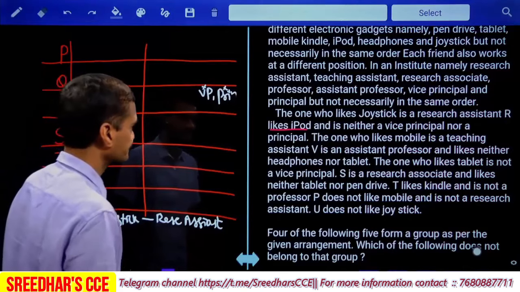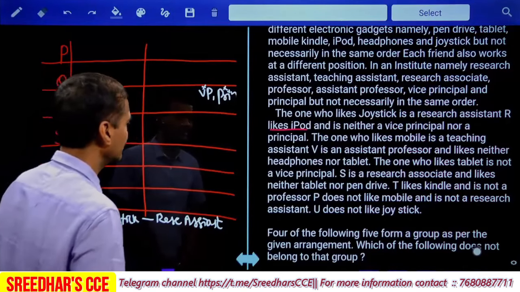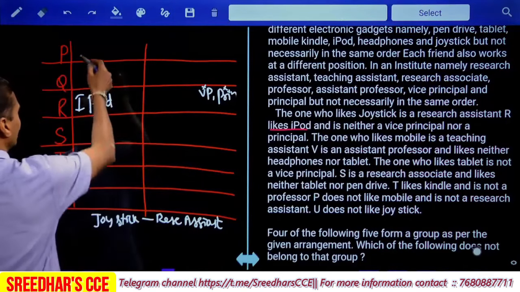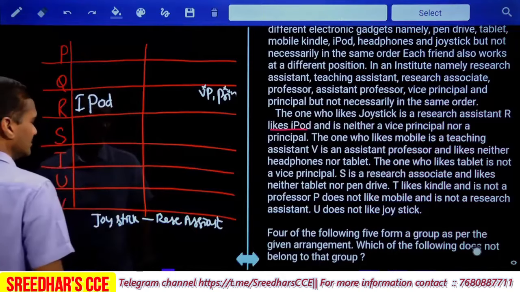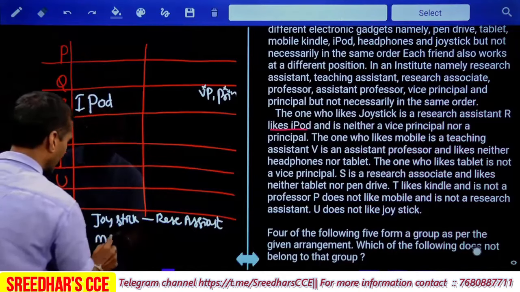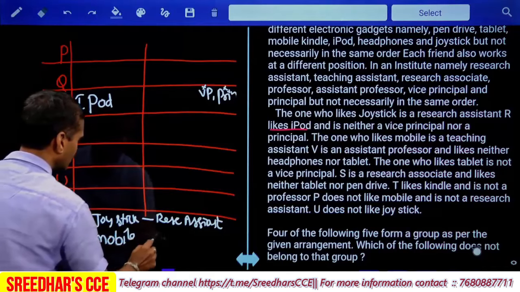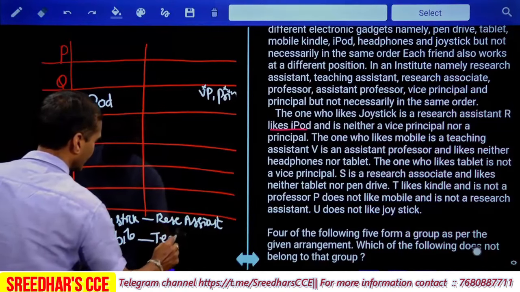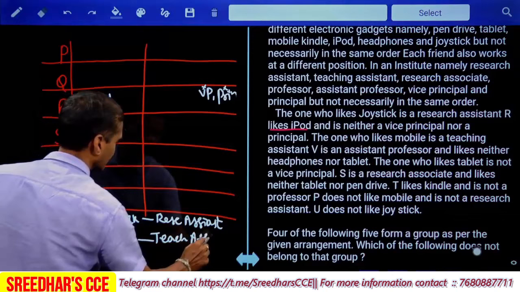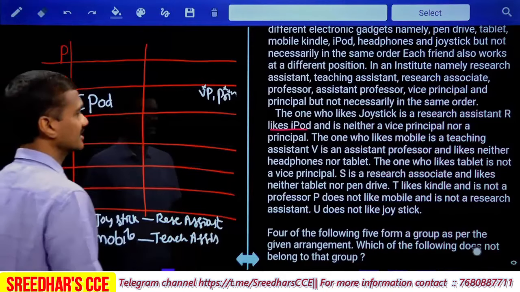And the next one: the one who likes mobile is a teaching assistant. Again, we do not know whether any of these 6 persons, P, Q, S, T, U, V, likes mobile. The one who likes mobile is what? Teaching assistant. The one who likes mobile is a teaching assistant.